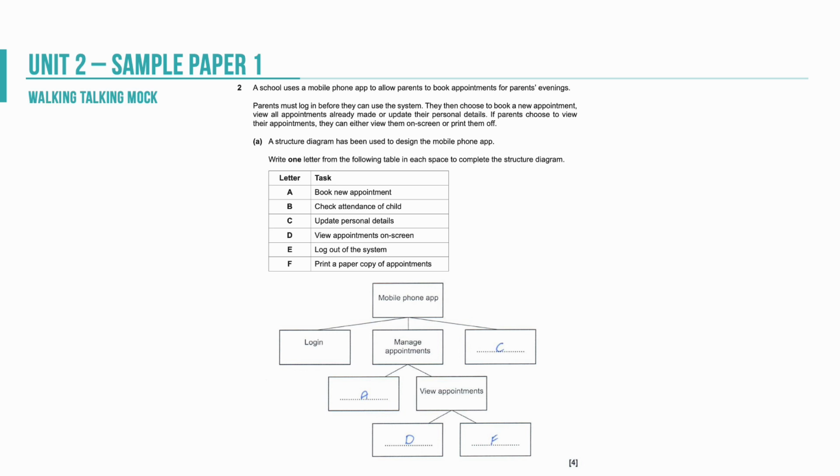Manage appointments is going to break down into booking a new appointment and viewing appointments, and view appointments is going to break down to D and F. Now, it doesn't matter which way round you put them, so if you put F first and then D, that's absolutely fine. D is view appointments on screen, F is print out a paper copy of appointments.